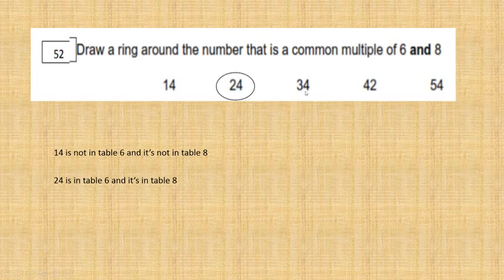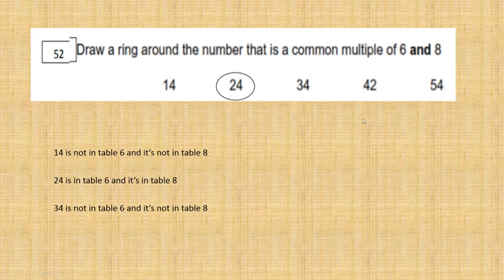I have to continue for these three other numbers to make sure that no number here is a multiple of both 6 and 8. So I will have to continue. 34 is not a multiple of 6 and not a multiple of 8. And to remember, watch the previous video, you will find me talking about the multiples. Multiples are just the answers in the times table.